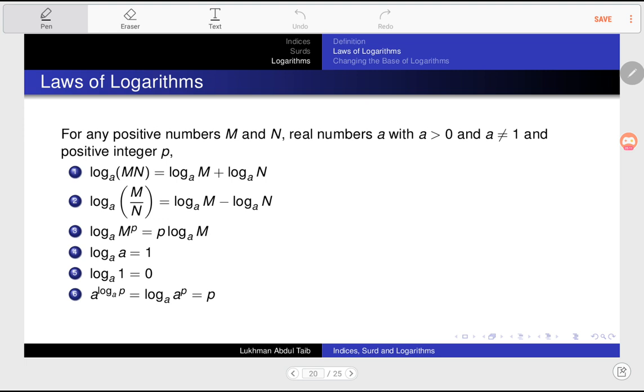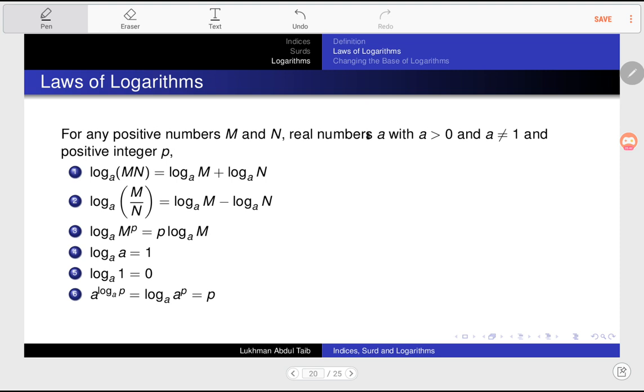Since logarithm is connected to indices, there are some laws of logarithm that are derived from the laws of indices. For any positive numbers capital M and capital N, real number a with a greater than 0 and a must not equal 1, and positive integer p, we have the following laws.